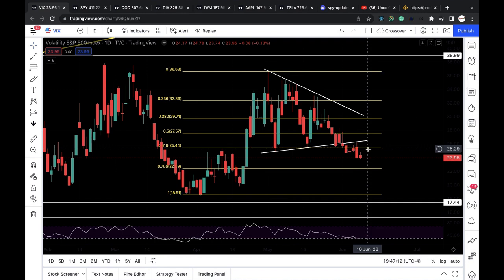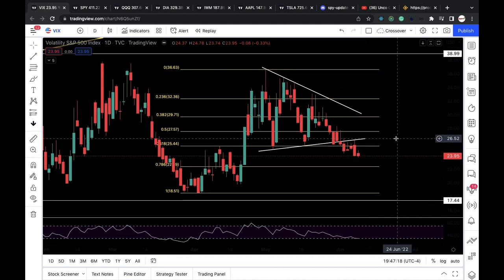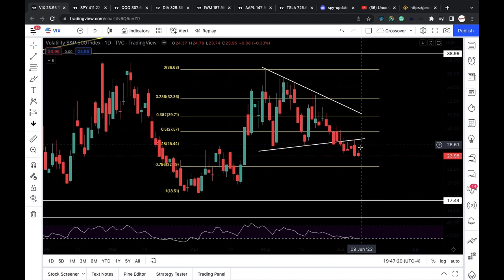I can't get myself to be bullish unless it clears a resistance. Definitely that 25.44 level needs to be the resistance that VIX needs to clear if it wants to be bullish again. Otherwise, it's still working its way down to the next support around 22.3-ish.